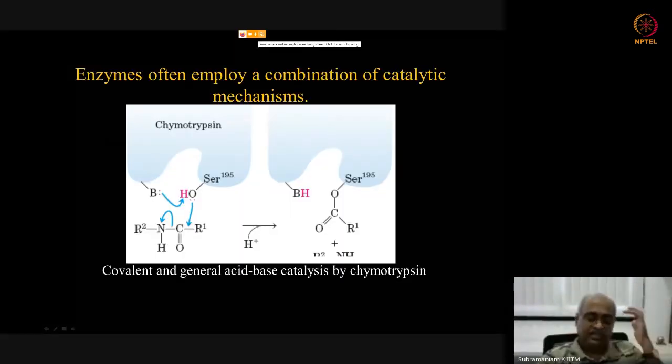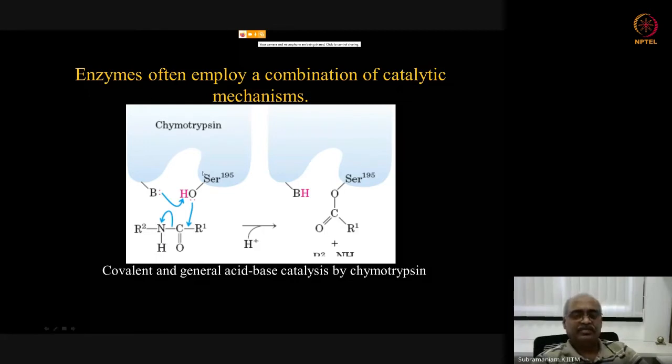So we saw these are all separate mechanisms. It's not that an enzyme that uses acid-base catalysis does not simultaneously use covalent catalysis or does not benefit from the presence of a metal ion. Many enzymes use a combination of these catalytic mechanisms. So shown here is a protease, chymotrypsin, which hydrolyzes a polypeptide chain into amino acids. They cleave at the C terminus of lysine or arginine. And this is an amide bond cleavage. It's very much like the one that we discussed a few slides ago.